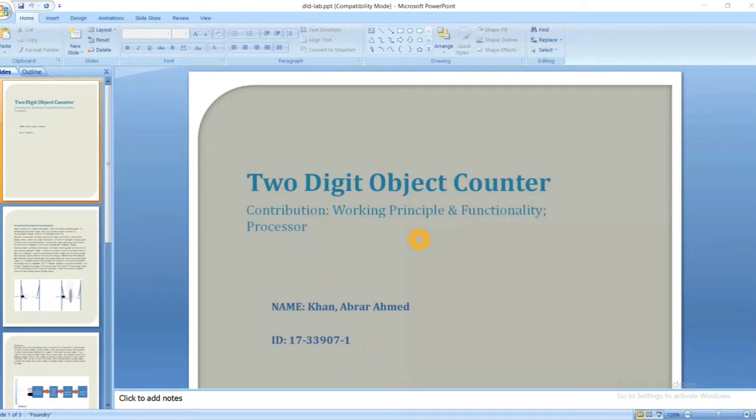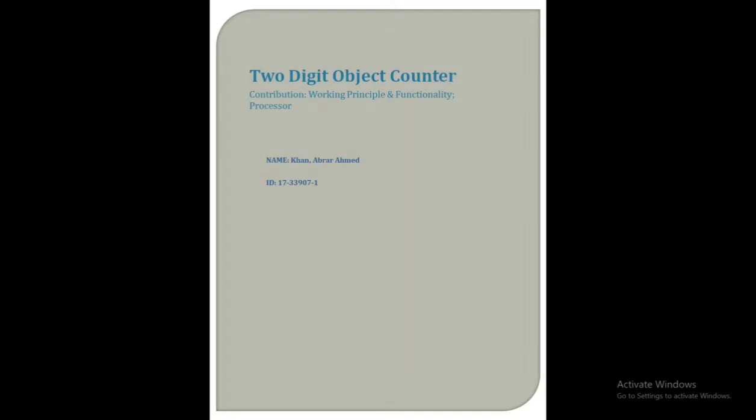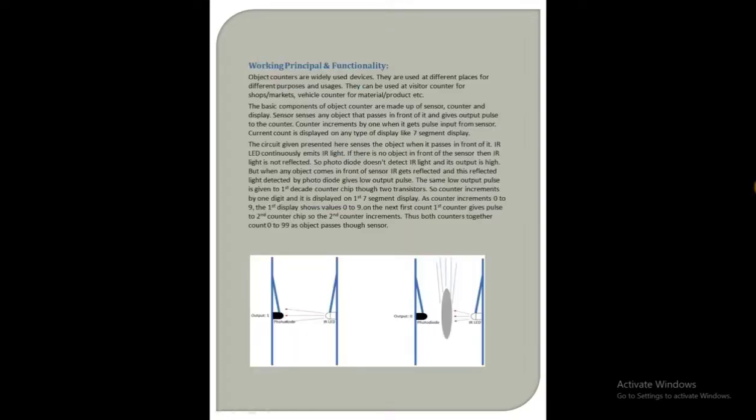So the project we chose was a two-digit object counter. My personal contribution was mainly in working principle and functionality, and lastly in processors used for input and output. So this is the project we have done. This is the working principle and functionality.